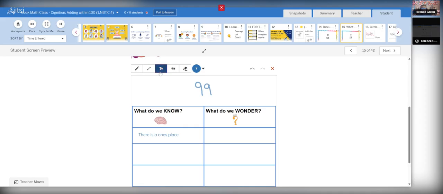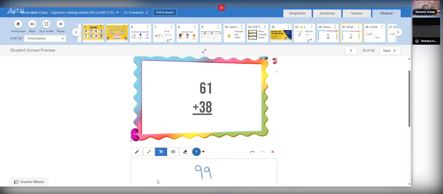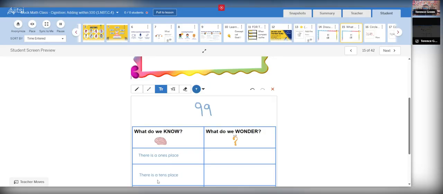And let's add another text box. Let's put one here. There is a tens place. Good. We know that we are adding the numbers. Good. Okay. Because we have that addition sign there, it's telling us that we're adding the numbers.